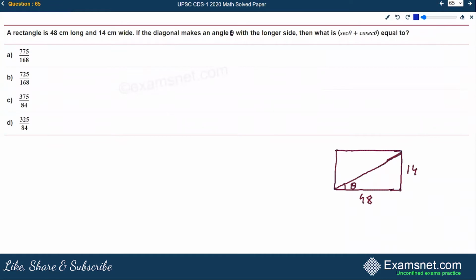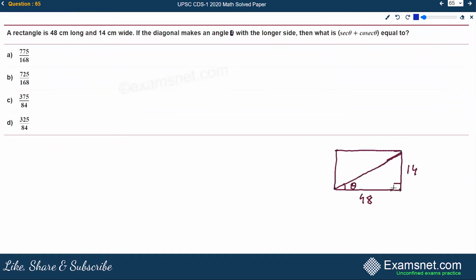In question number 65, we are given a rectangle that is 48 centimeter long and 14 centimeter wide. I have already drawn the diagram. If the diagonal makes an angle theta with the longer side, then what is the value of sec theta plus cosec theta? Here 48 is the longer side, 14 is the width. I have to find the length of the diagonal.